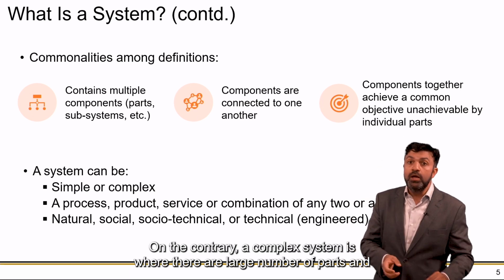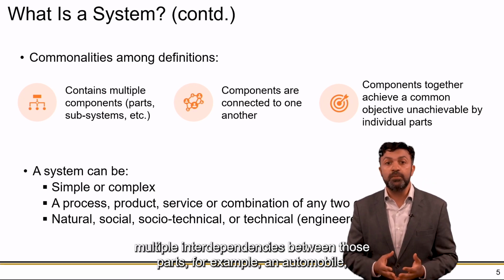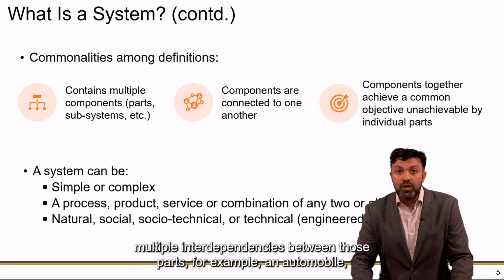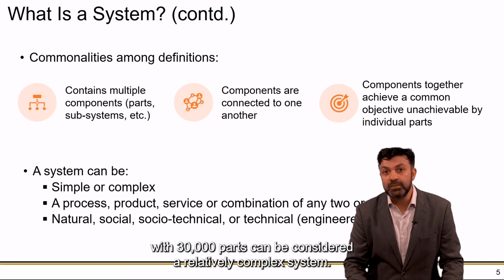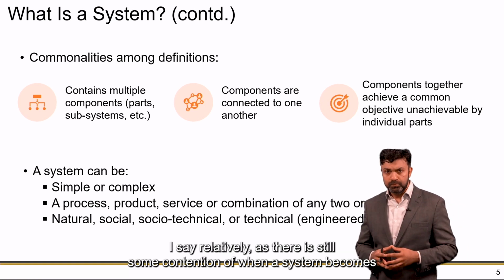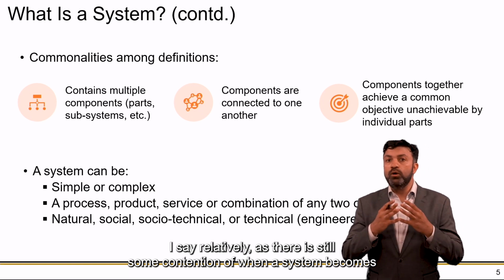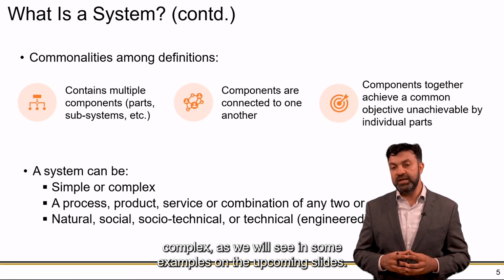On the contrary, a complex system is where there are a large number of parts and multiple interdependencies between those parts. For example, an automobile with 30,000 parts can be considered a relatively complex system as compared to the pencil. So I say relatively as there is still some contention on when a system becomes complex, as we will see in the examples on the upcoming slides.